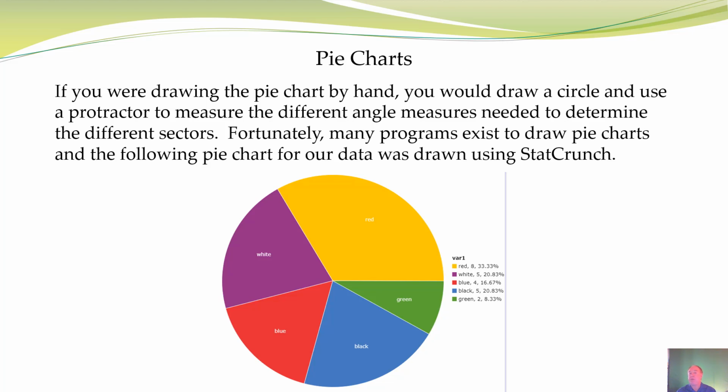But also, every pie chart should have a legend. Looking to the right there: gold, red, it tells you how many there were. There were 8, and it also tells you the percentage, 33.33%. White was 5, 20.83%. Basically, if you look at this closely, the percentage is the relative frequency expressed as a percent.